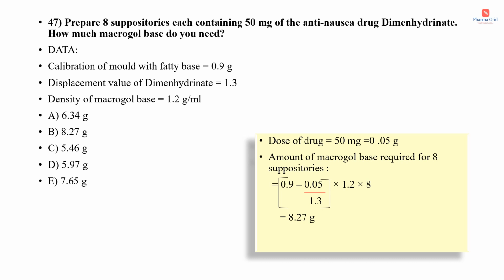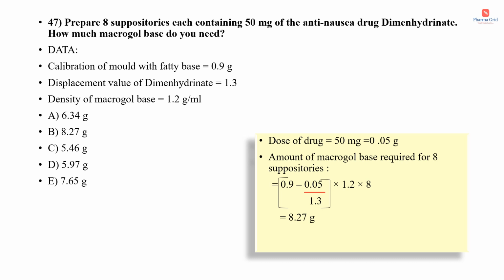Question number 47. Prepare 8 suppositories each containing 50 mg of the anti-nausea drug dimenhydrinate. How much macrogol base do you need? The data given is calibration of mold with fatty base equal to 0.9 gram. Displacement value of dimenhydrinate is equal to 1.3. Density of macrogol base equal to 1.2 gram per ml.